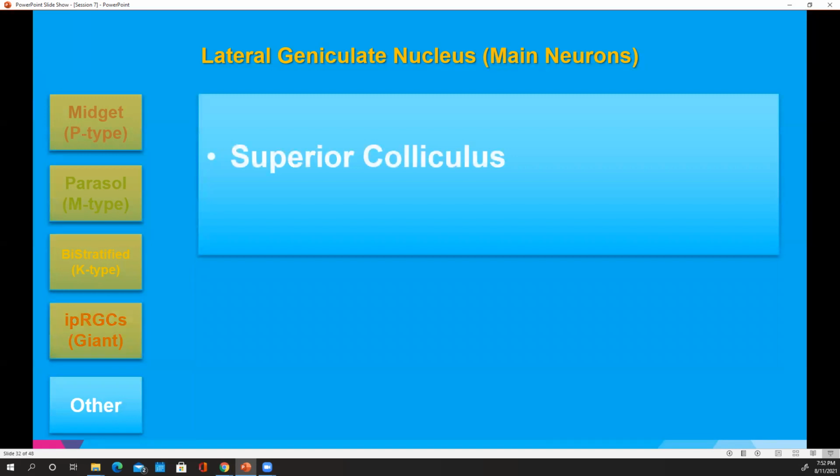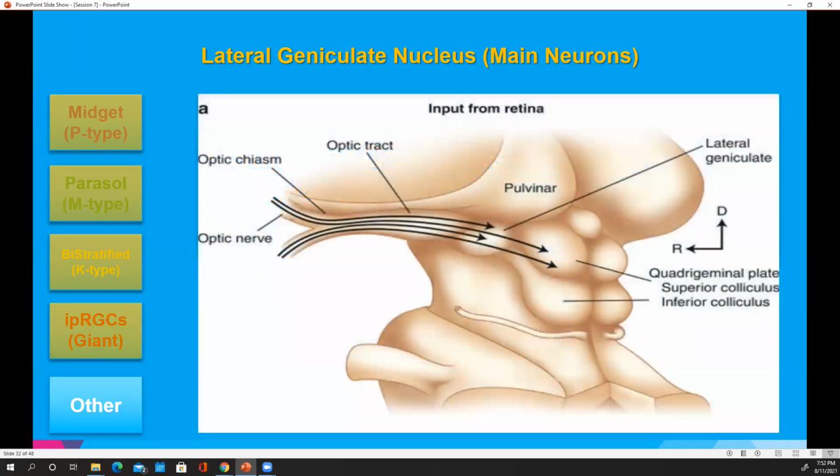Here's the other, superior colliculus. I told you this before, superior colliculus, 1S and 2Cs, saccades, that's what they deal with. Where is the superior colliculus? Well, now we're looking again at the dorsal surface of the brainstem and the posterior surface of the brain here. You see the pulvinar over here, you see your lateral geniculate nucleus, and you see your superior colliculus, which is part of the quadrigeminal plate.